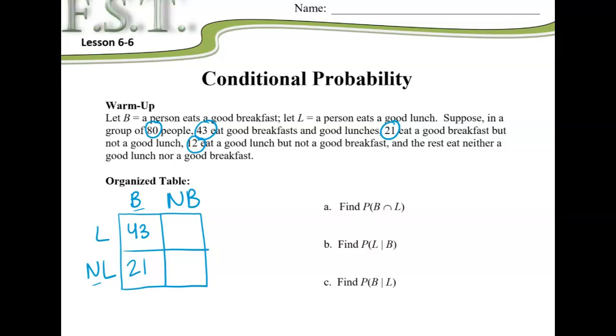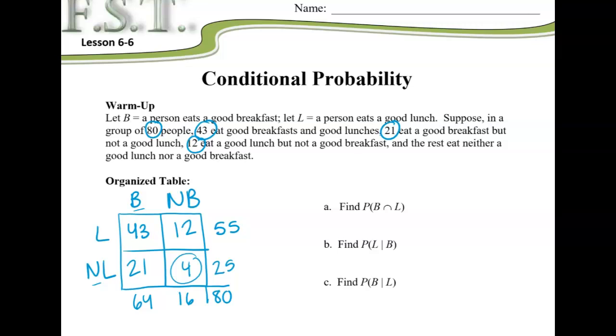12 eat a good lunch but not a good breakfast. So lunch and not breakfast is 12. And the rest eat neither a good lunch nor a good breakfast. Well, let's add up the columns and rows. So 43 plus 12 is 55. This is 64. Our total's got to be 80. 80 minus 55 is 25. 80 minus 64 is 16. And then we're finding what goes in here. Well, 16 minus 12 is 4. 25 minus 21 is 4.